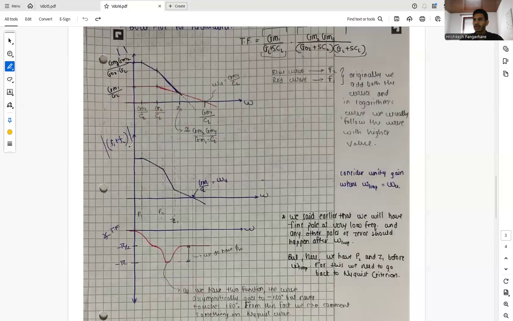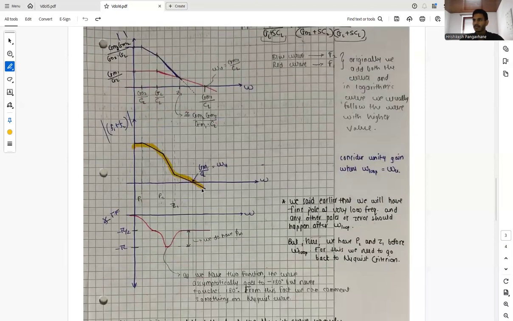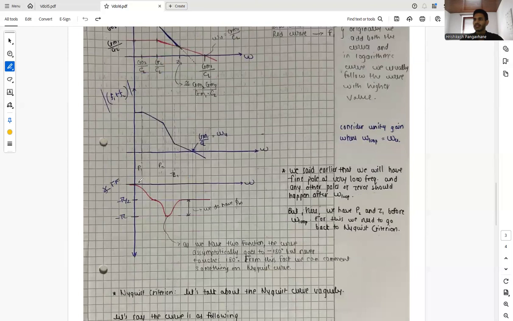So we have this curve, and its phase will be like at P1, it will give minus 90 degrees phase shift. Again at P2, it will again give minus 90 degrees, and it will asymptotically approach minus pi, but it will not be exactly minus pi. And due to the zero at this point, it will again lift up, and it will lift up to minus pi by 2.